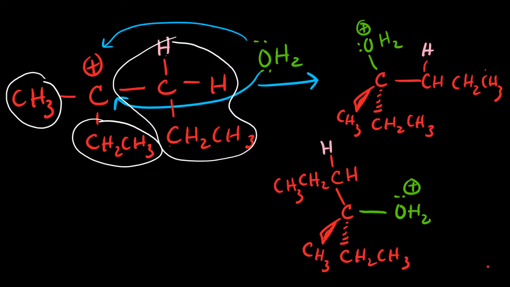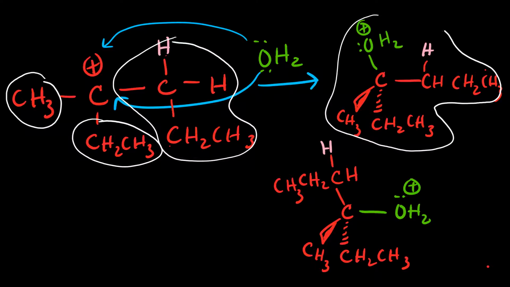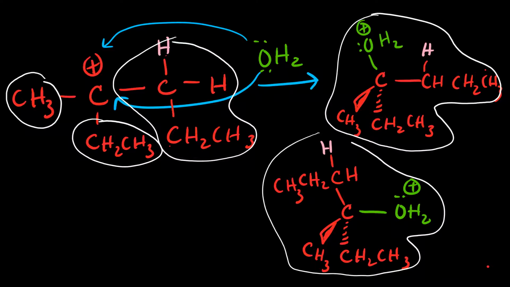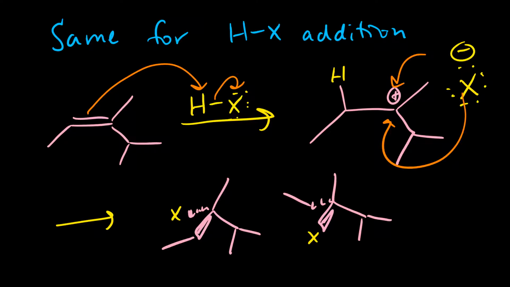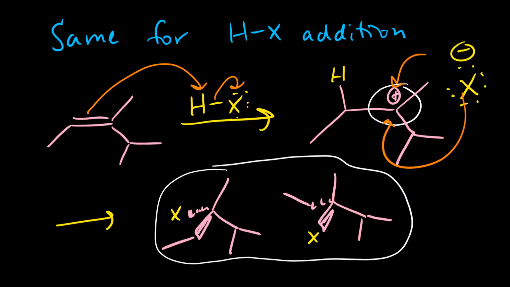So when the water comes in, this is going to make that carbon chiral. And so there's going to be two possible outcomes. You can either get this stereochemistry, or you can get its enantiomer here. And here are the two products after the final proton removal. The same stereochemistry would hold for the HX addition, and so after the carbocation formation, of course following Markovnikov's rule on the more substituted side, the X- nucleophile could come in from either side of the carbocation, and you end up getting the two different stereoisomers, the enantiomers.